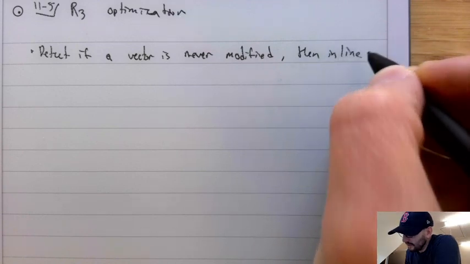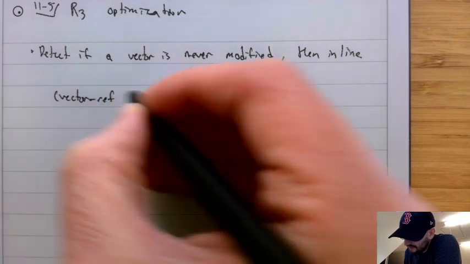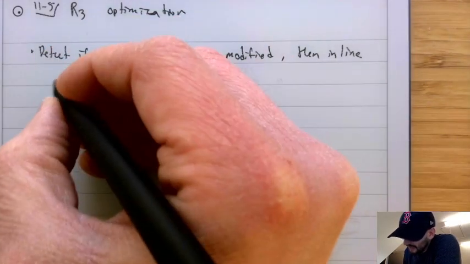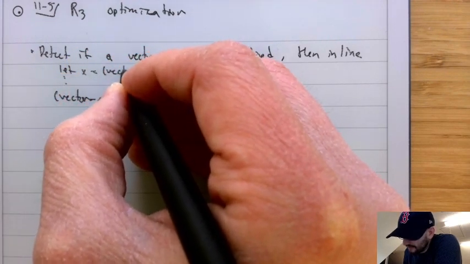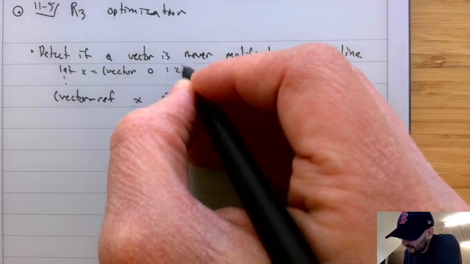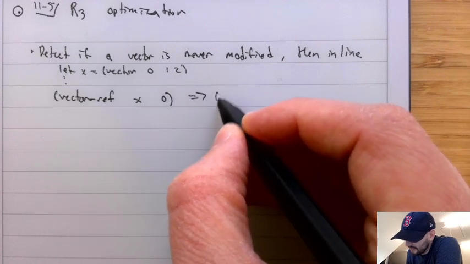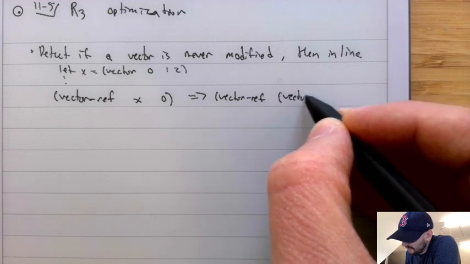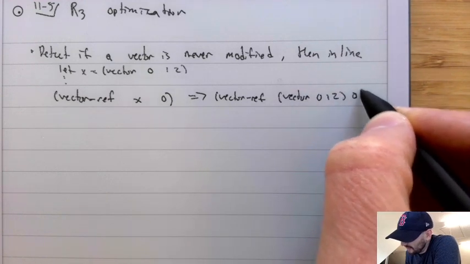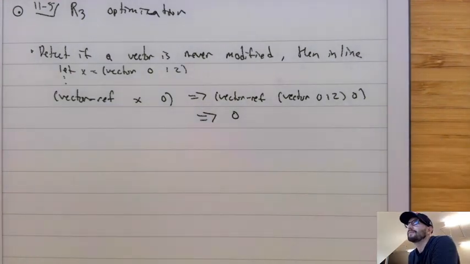So what do I mean by inline it? What I mean is that our code has, you know, vector ref of x 0 in it somewhere. And then earlier in the program, there was a let x equal some vector, 0, 1, 2. And what we could do is realize that if x is never modified, then we can turn this into vector ref of vector 0, 1, 2, 0. And then we can turn that into just the actual answer. That's kind of the general idea.